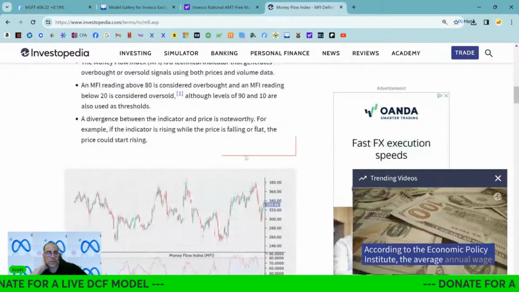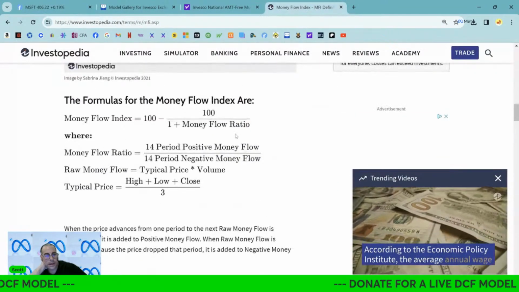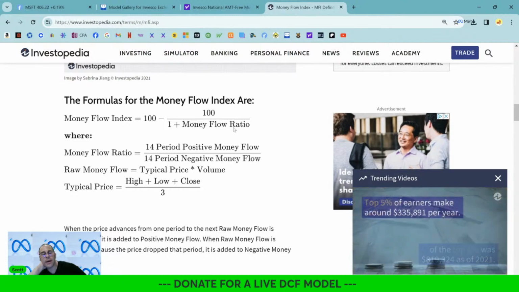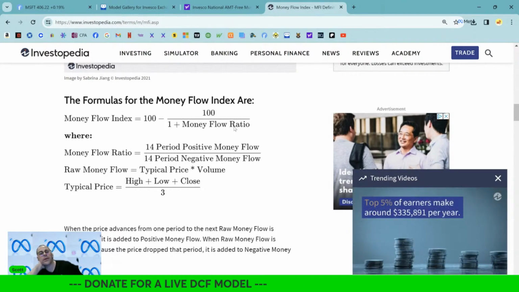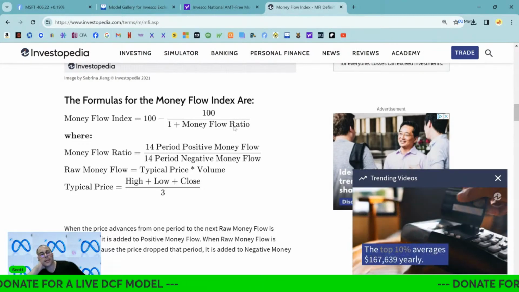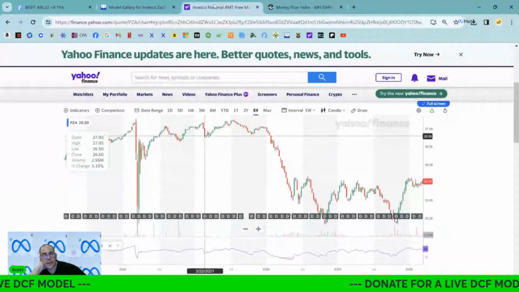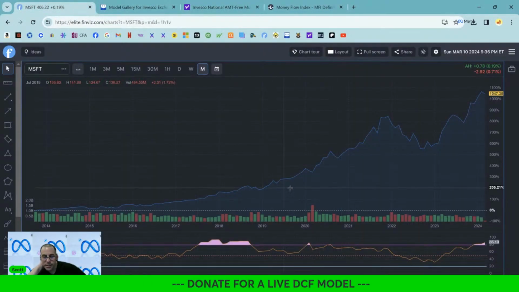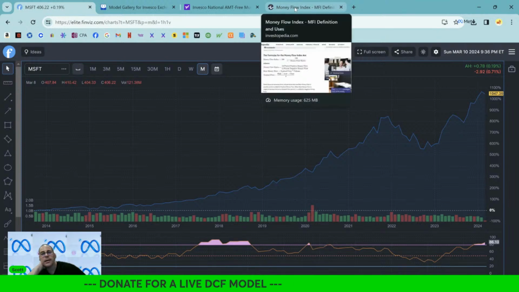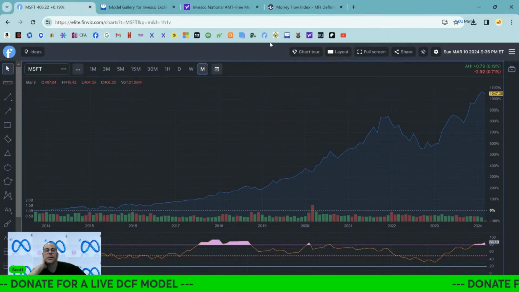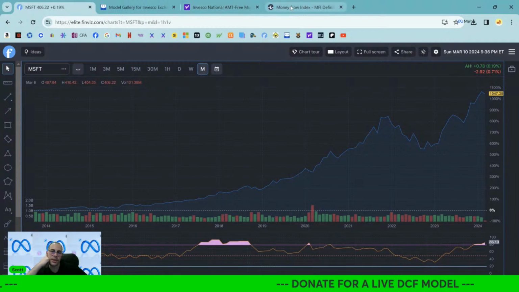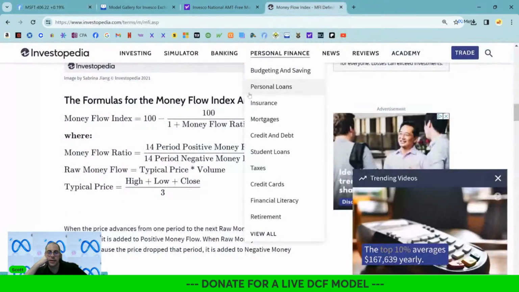But what's the formula for money flow index? Okay. Money flow is the volume of money, so I guess the volume times the stock price. I guess it's kind of unique because obviously a stock like Microsoft or Nvidia is going to have a lot of money flow as opposed to a small cap stock, which probably won't have much money flow.